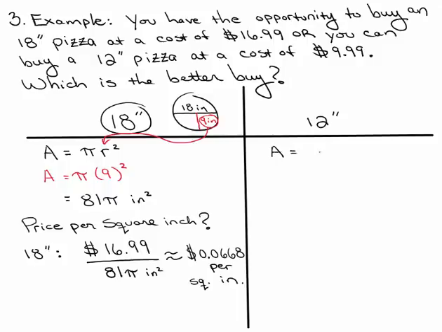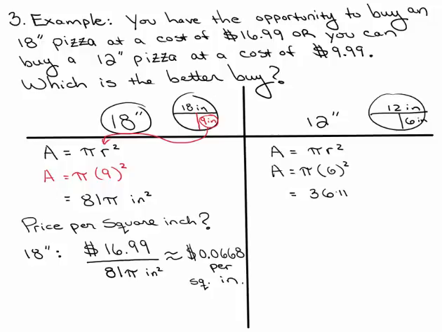Now let's figure out how much that 12-inch pizza is going to be. Using the same formula, we first have to figure out the area. Remember, 12 inches is how much it goes across all the way, but I just want half. So that's 6 inches, my radius. So the area is equal to pi times 6 squared. That's going to give me 36 pi inches squared. That's the area of a 12-inch pizza.